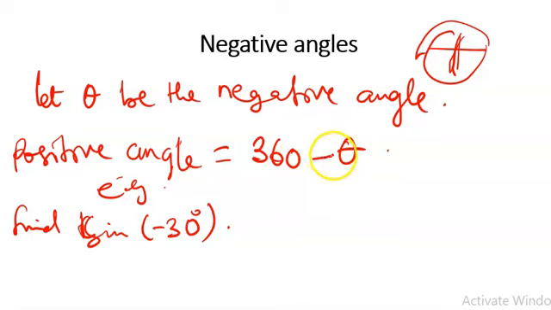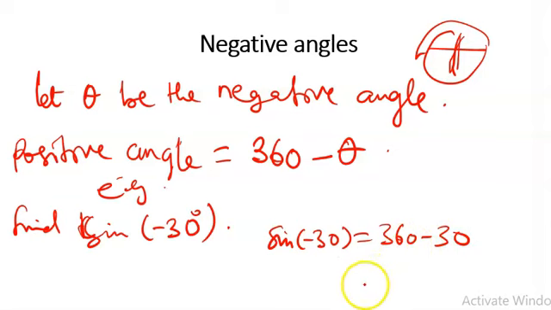So the formula is, please take note. Don't go and say minus minus. This theta is the negative angle. So the positive angle of sine minus 30 is 360 minus 30, just take it like that.